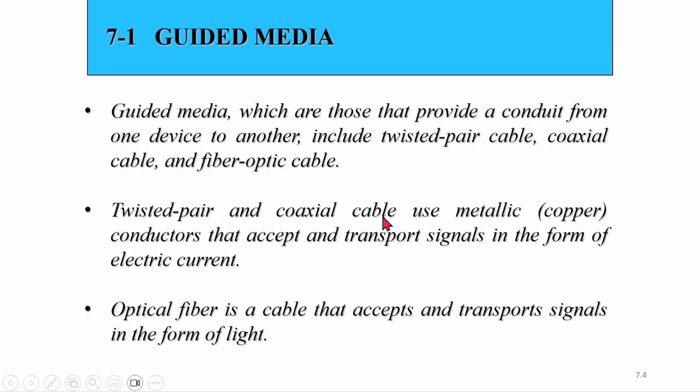Twisted pair and coaxial cable use metallic copper conductors. So in these two, it will be using metal, like copper, as a conductor, and that accepts and transports signals in the form of electrical current. In these cables, electrical signals will be transmitted as the data through the twisted pair and coaxial cable. But the third one is fiber optic cable, which accepts and transports signals in the form of light.